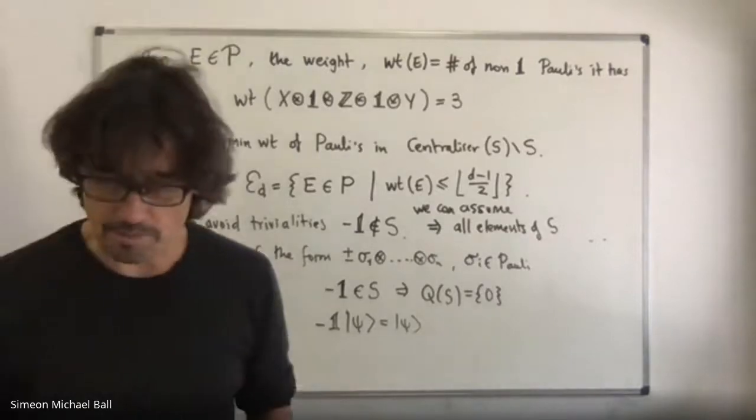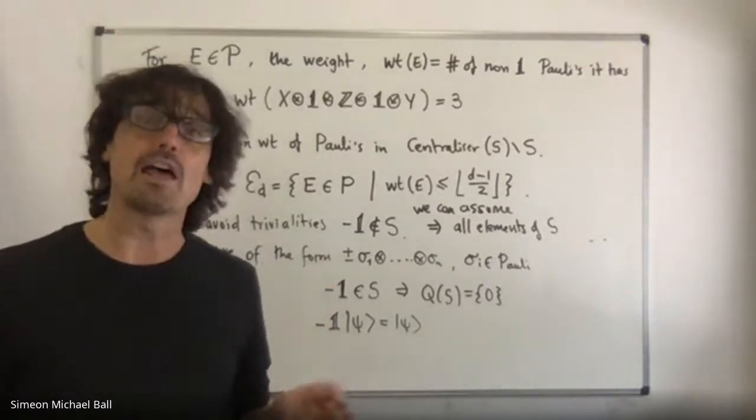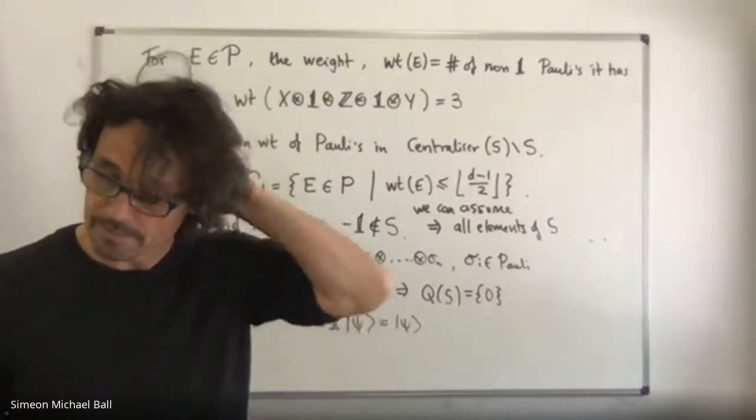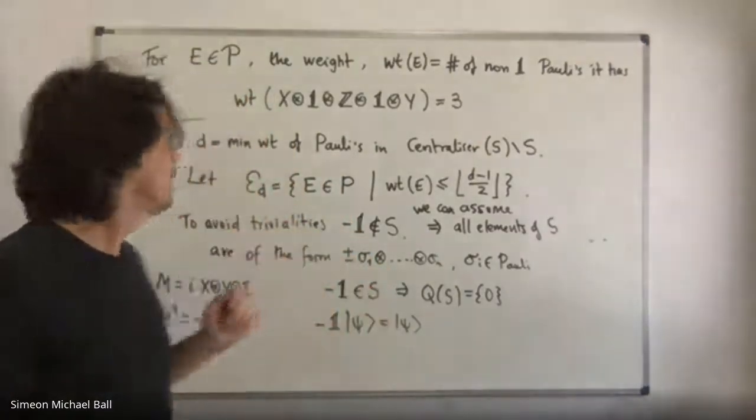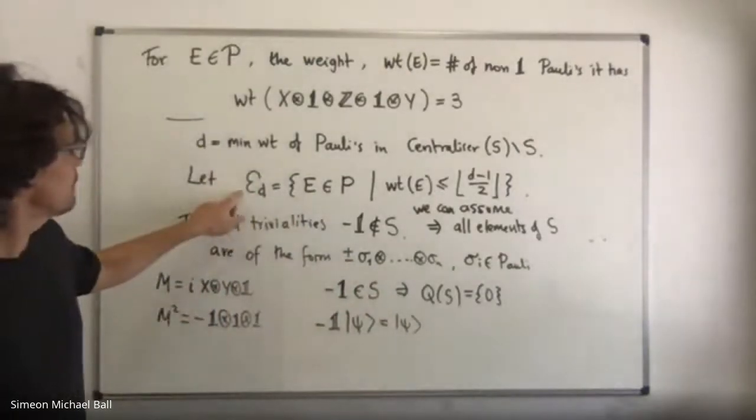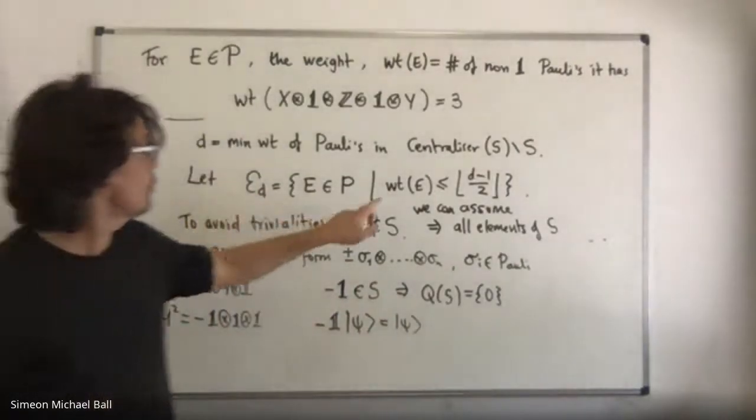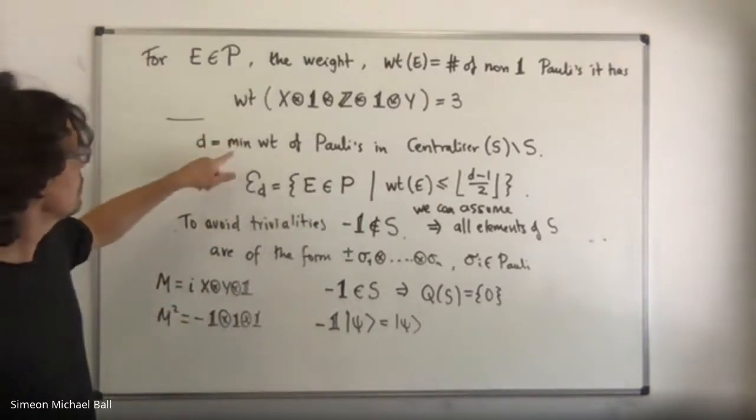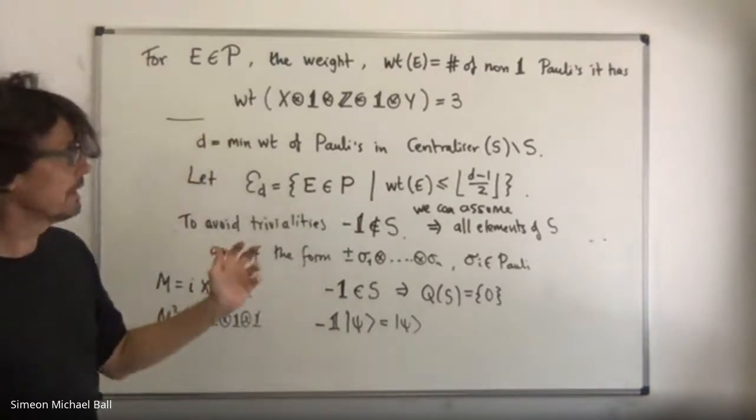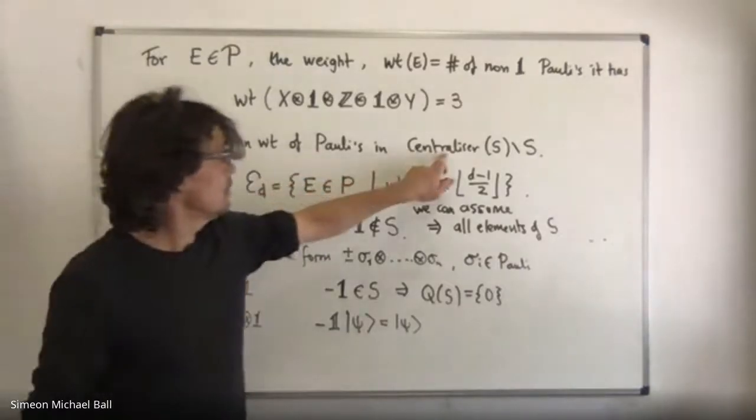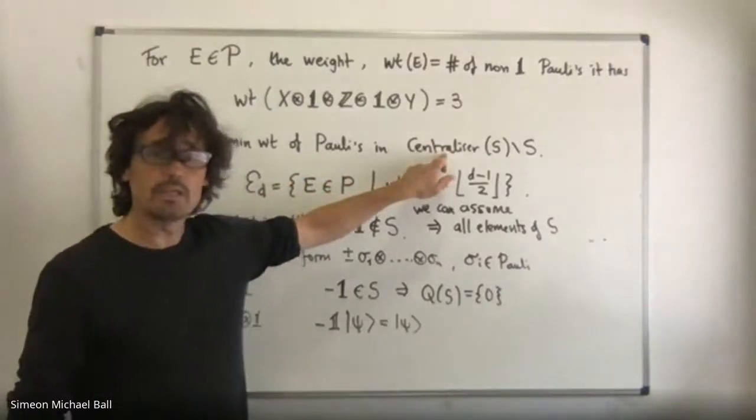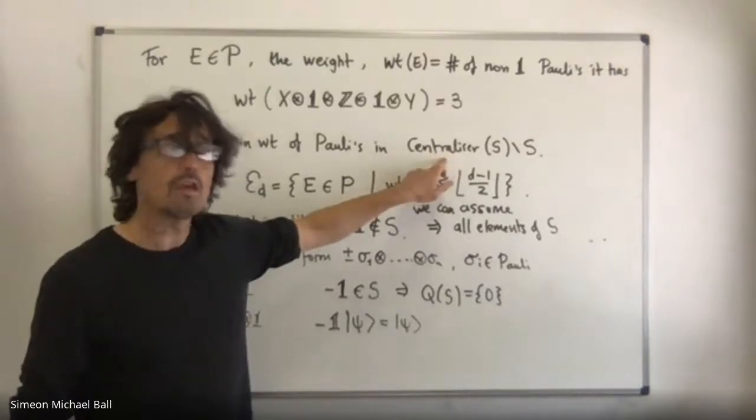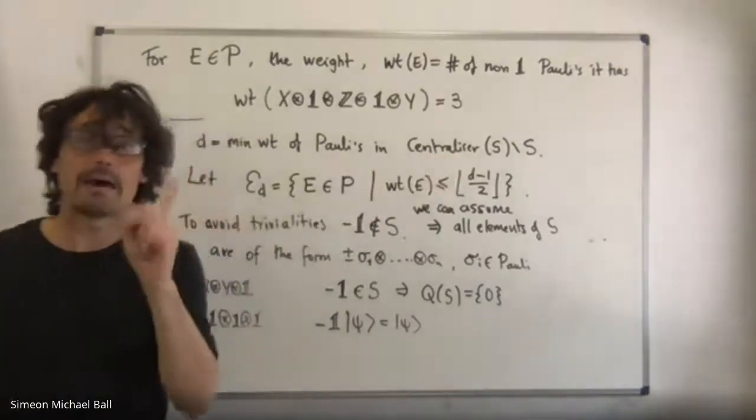So the theorem is going to be that we can find a recovery map for our stabilizer codes for all errors in this ED. Okay, so for all small weight errors. So let's just recap what we're doing here. We've got a subgroup. Then we look at the elements of the Pauli group which commute with all the elements of our subgroup, and they're the bad ones.